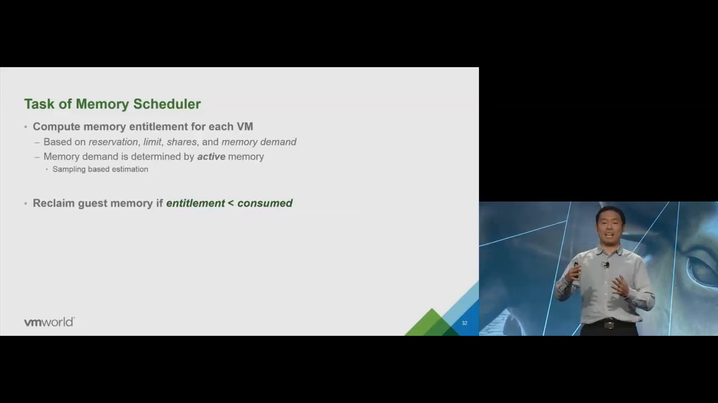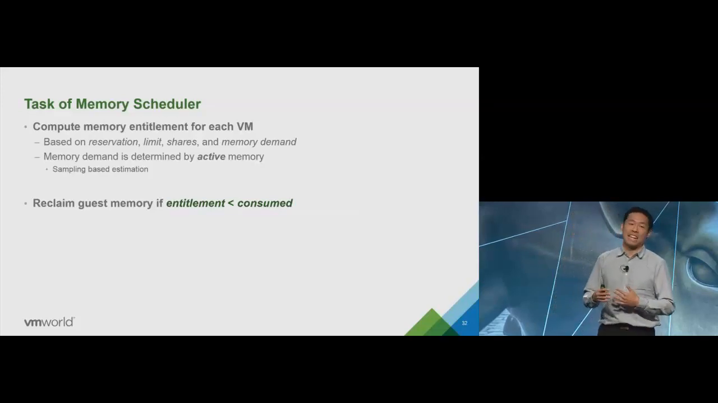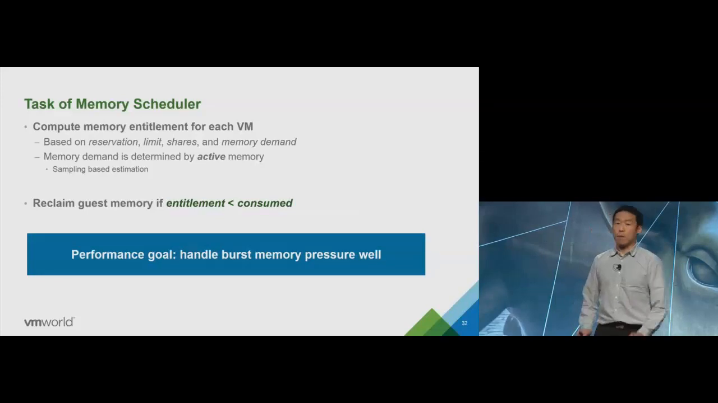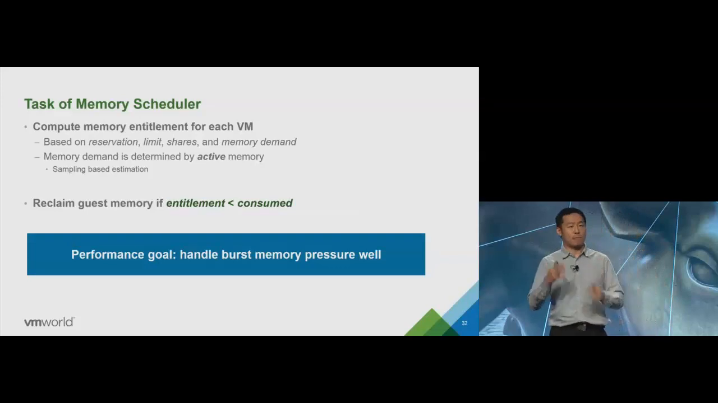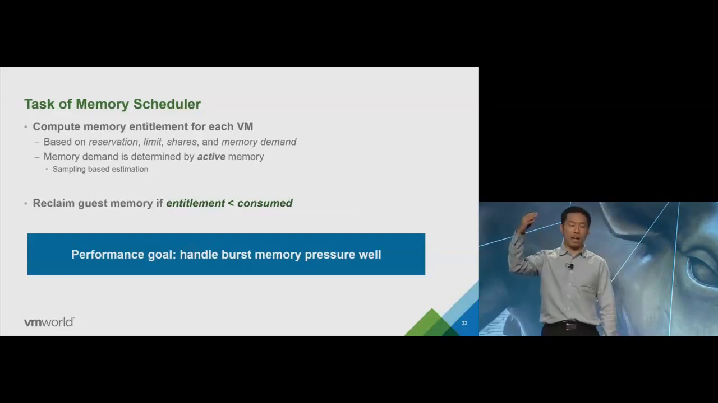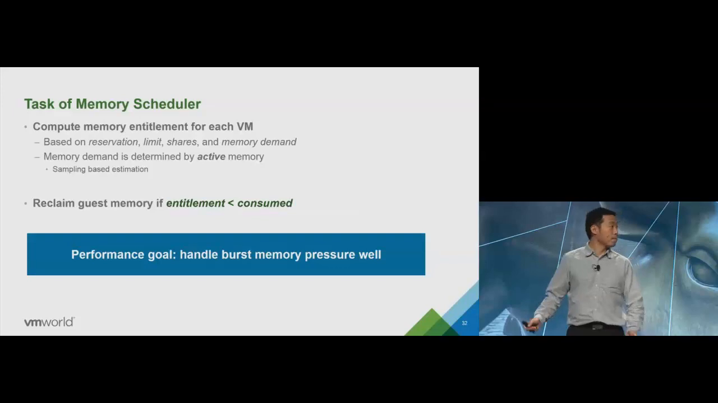The memory demand is determined by the VM's active memory. Since ESX doesn't know exactly the working set size of the workload running inside the VM, it relies on a statistical sampling technique to estimate the active memory. The estimation is typically pretty accurate. From a performance perspective, the goal of the memory scheduler is to handle transient memory pressure well. So as Samuel mentioned before, I'd like to emphasize, please set the right expectation on ESX memory performance. Because if your host suffers from constant memory pressure, you should consider a higher-level solution, like a cluster-level load balancing algorithm such as DRS, or simply remove some VMs out of the box.